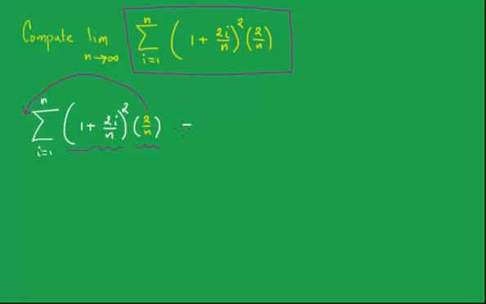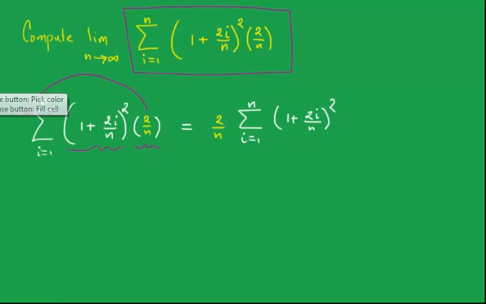So this equals 2 over n times the summation from i equals 1 to n of (1 plus 2i divided by n) quantity squared. Now what we're left with inside the sigma notation is an expression that needs to be worked out. So we have to express this in simpler form.